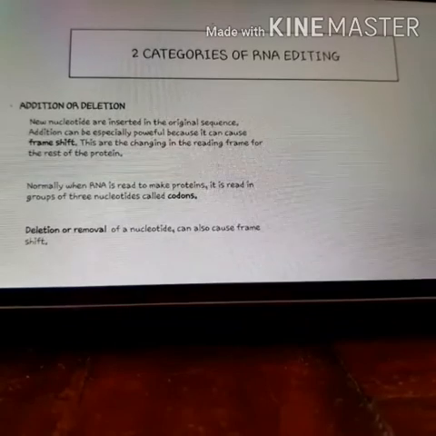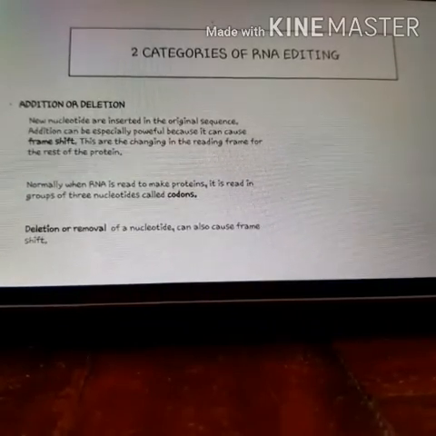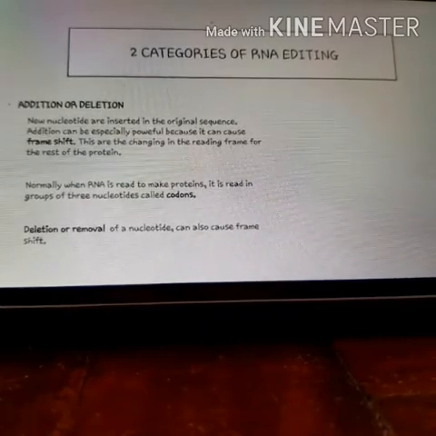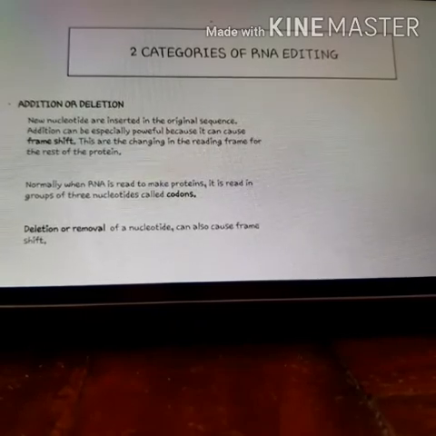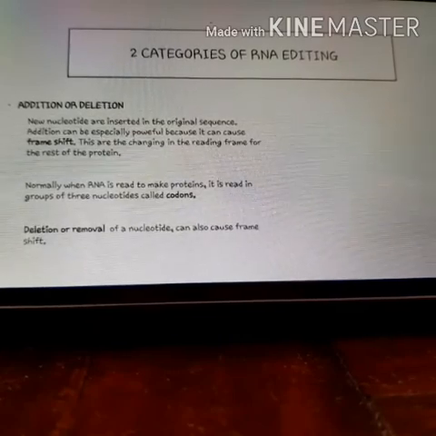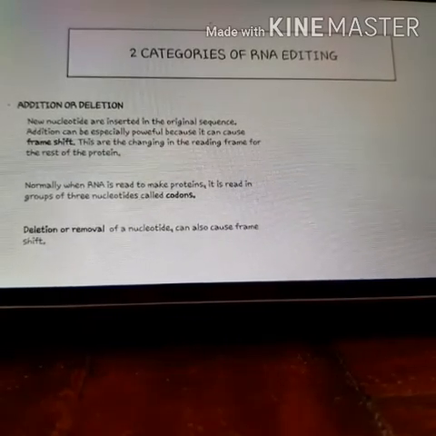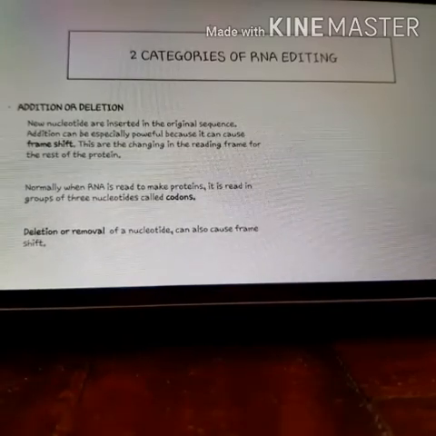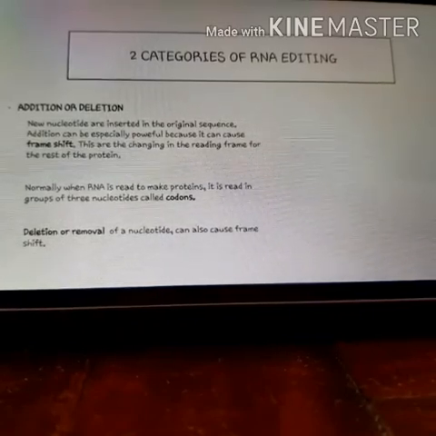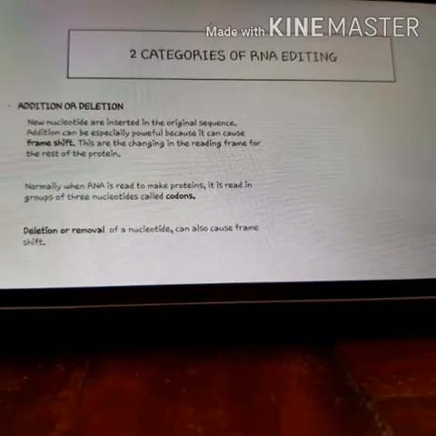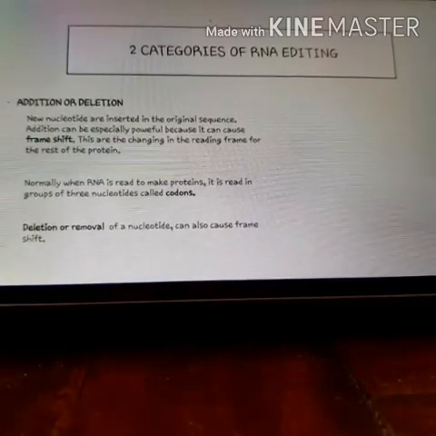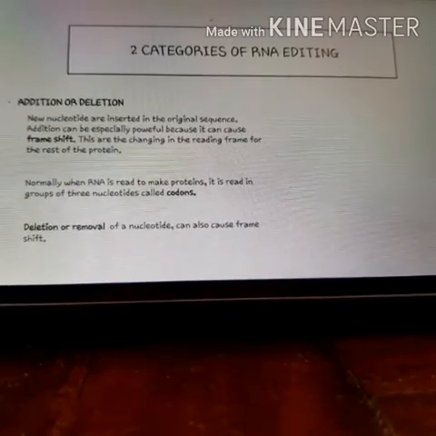So normally, when RNA is read to make proteins, it is read in groups of 3 nucleotides called codons. So in addition, if you add a nucleotide in the middle of a sequence, everything downstream gets shifted over by 1. So yun yung tinatawag natin na frame shift, kung saan it is a change in the reading frame for the rest of the protein. So as well as the deletion, it is the removal of a nucleotide. Parang kaparehas din siya ng addition, since nagkakaroon din ng frame shift.